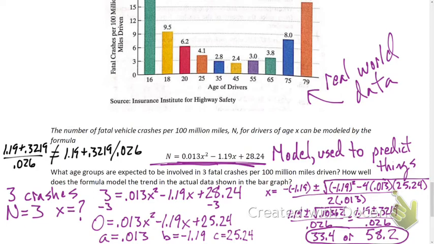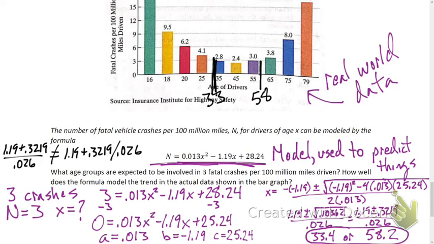All right, last question. How well does the formula match the graph? So we got 33. That's like right here, right? And we got 58. That's like right here. I think it does a pretty good job. This is age given 3 crashes. I think the model, the equation, does a pretty good job. It's not going to be exact. It's not going to be precise.